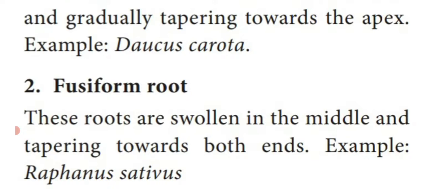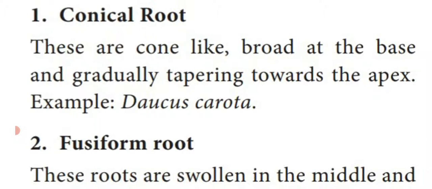So next one is the fusiform root. In this root, the middle portion is swollen or bulged. Both the base and the apex are tapering. So only the middle region is swollen, and both the base and the apex or tip are tapering. That type of root is known as fusiform root. Example, radish. What is a radish? Mullangi, isn't it? The binomial name of radish is Raphanus sativus. So these two are the storage roots.